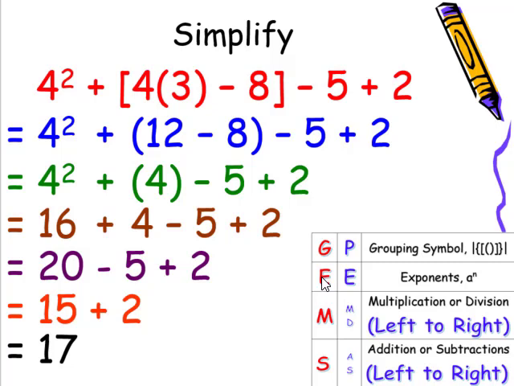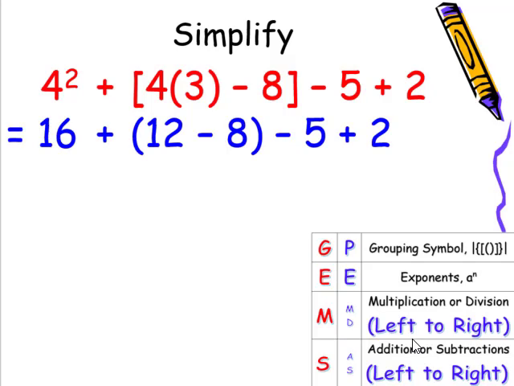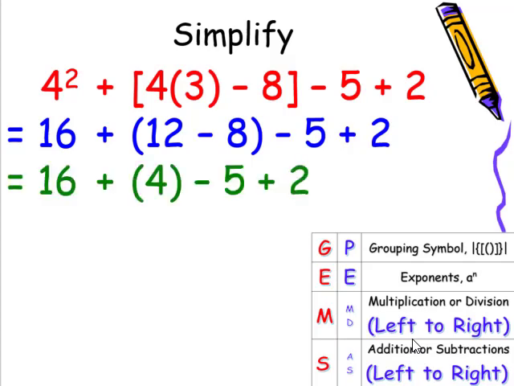Let's do this a little bit quicker. Since the exponent and this grouping symbol are separated by an addition sign, we can do them at the same time, giving us 16 plus 12 minus 8 minus 5 plus 2. We can now continue within the grouping symbol. 12 minus 8 is 4, and then we can just add and subtract going left to right. 16 plus 4 is 20, 20 minus 5 is 15, 15 plus 2 is 17. And that's our final answer.